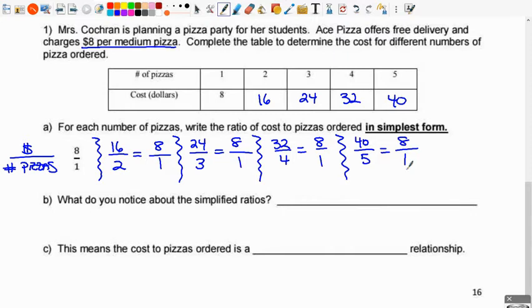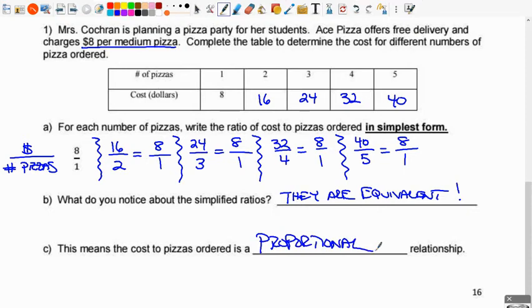Okay, so for part B, it says, what do you notice about the simplified ratios? Well, looking at all of my ratios, I can see that they are equivalent. All of the ratios simplified down to 8 over 1. Since they were all equivalent, this means that the cost to pizzas ordered is a proportional relationship. Every ratio simplified down to 8 over 1, which means that there is a constant unit rate.